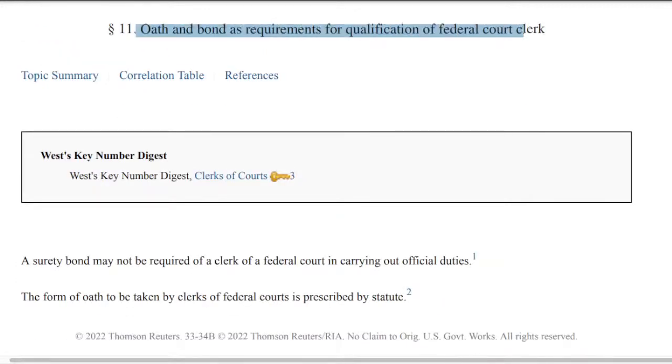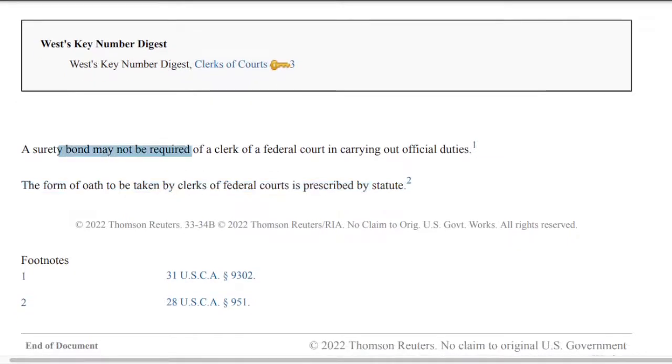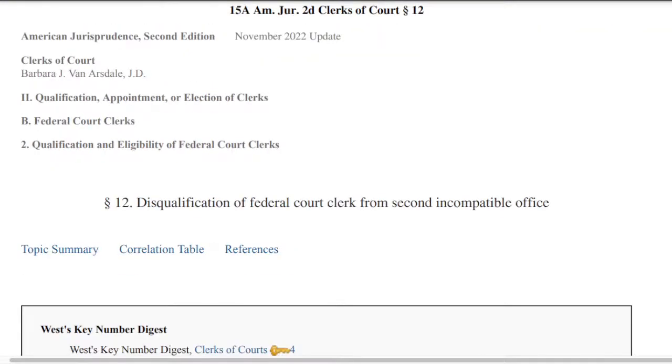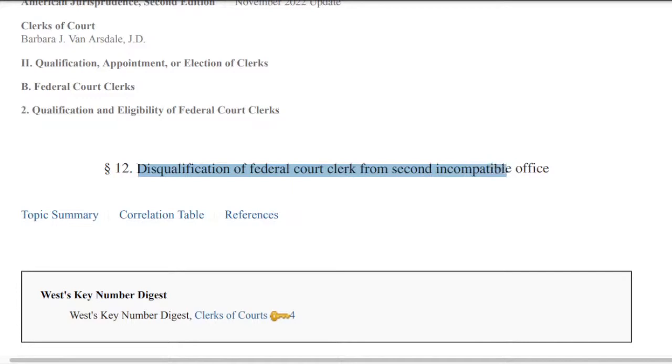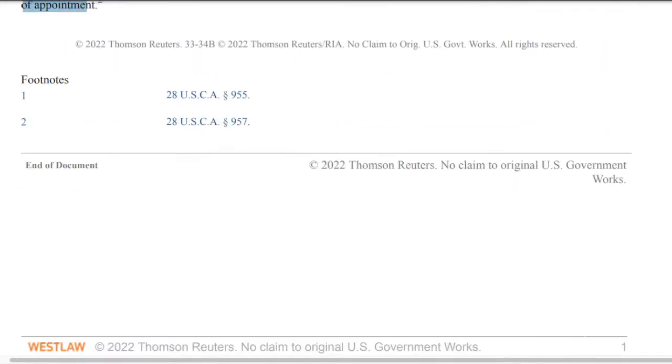We're about to. Oath and bond requirements, qualification of federal court clerks. A surety bond may not be required of a clerk of federal court in carrying out official duties. The form of oath to be taken by clerks of federal courts is prescribed by statute. So it seems like the federal courts have a surety bond, 31 USC and 28. Right, so we get disqualification of a federal court clerk from second incompatible office. The clerks of the federal courts are not eligible to practice law in any court of the United States and may not be appointed a commissioner, master, referee, or receiver in any case unless special reasons requiring appointment are recited in the order of appointment. That's 20 USC.